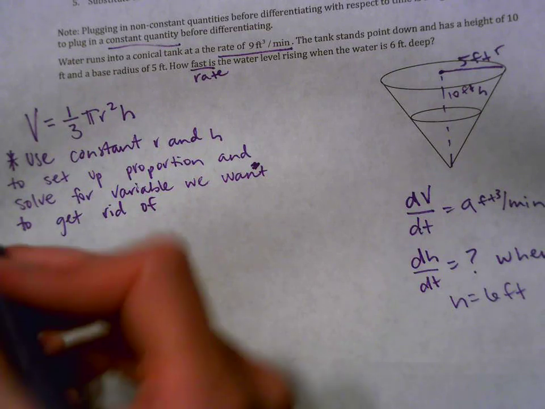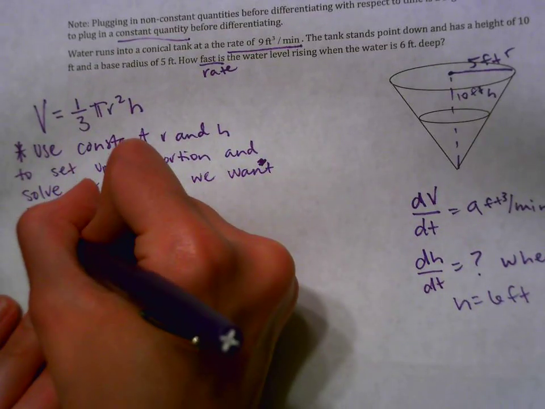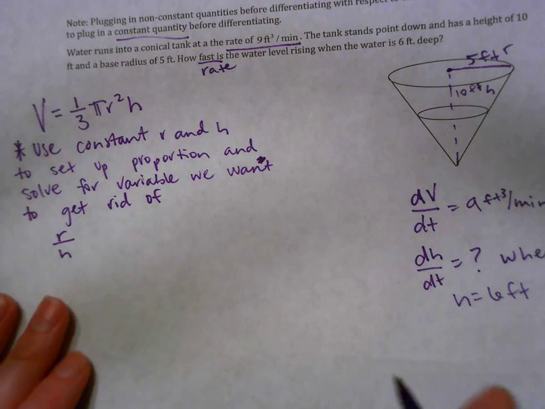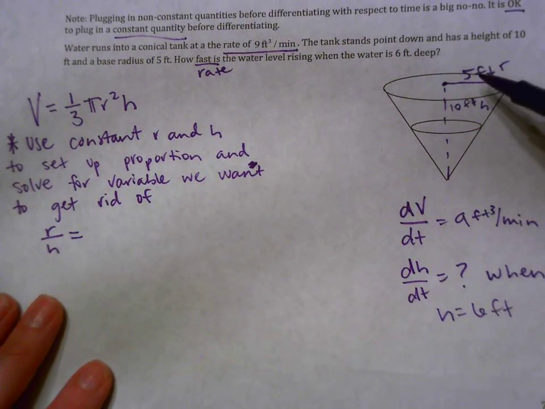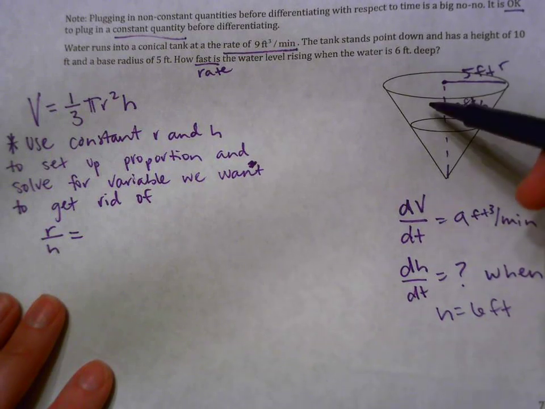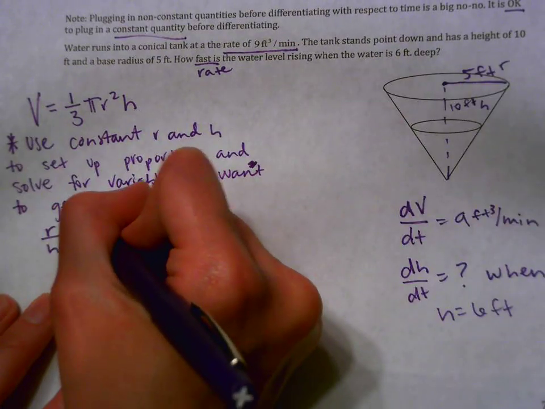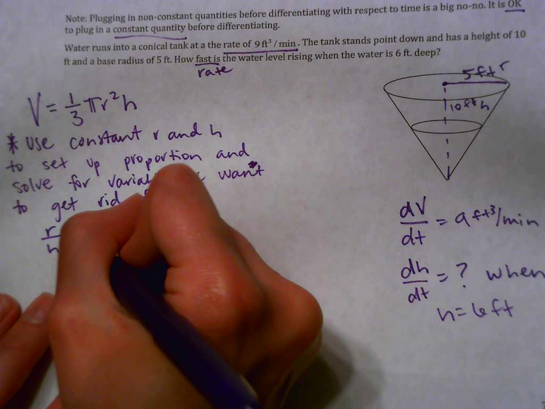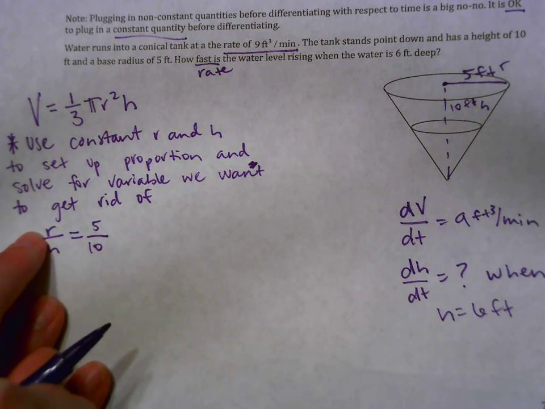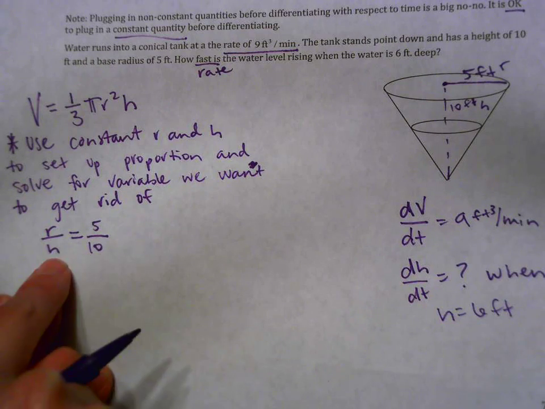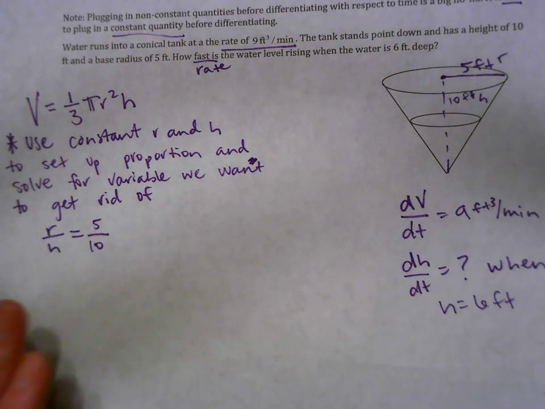So how you set it up is you can do R over H or H over R, that part doesn't matter, but use the actual variables. And then that's going to stay proportional to this original radius and height for the whole cone. So the original R is 5 and the original height is 10. You need to make sure you put the radius number on the same level and the height number on the same level as its variable.